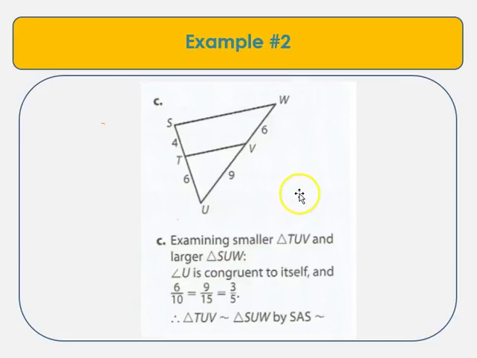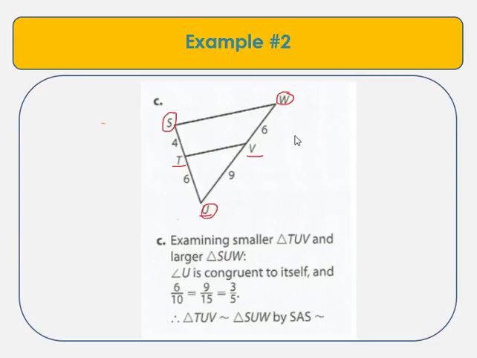And the last one, we're going to take a look at the smaller triangle. We have T, U, and V. And then we have a larger triangle, which is the whole side, and it's S, U, and W.